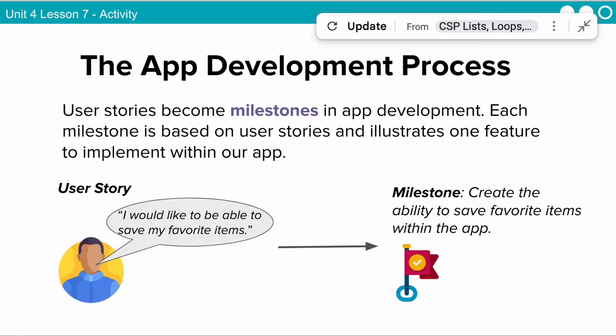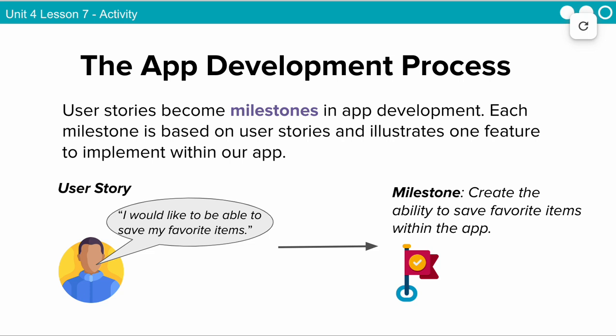Okay, now the app development process. User stories become milestones in app development. Each milestone is based on user stories and illustrates one feature to implement within the app. So this, I would like to be able to save my favorite items, becomes a milestone for the creator to create the ability to save favorite items within the app.